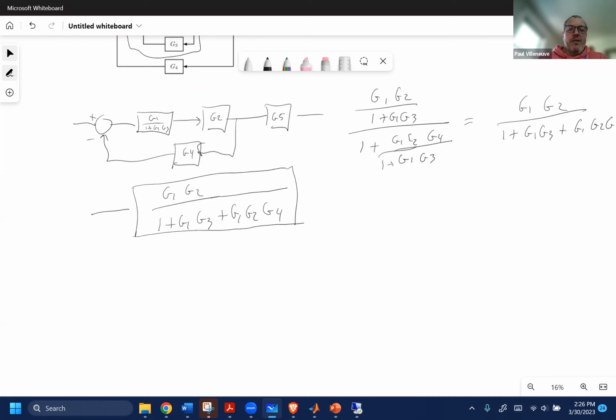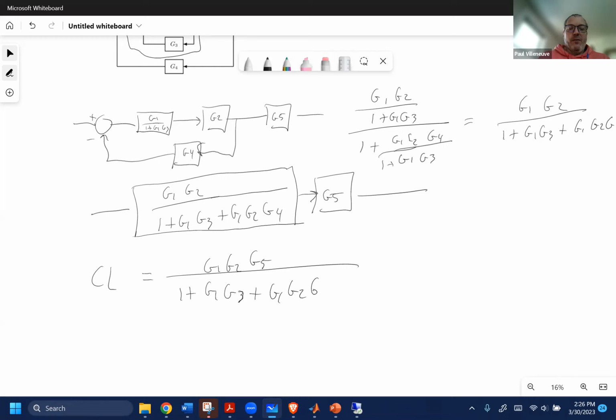And then I run that into cascade with G5. And then my final closed loop transfer function is G1, G2, G5, all over 1 plus G1, G3, plus G1, G2, G4. Questions on that?